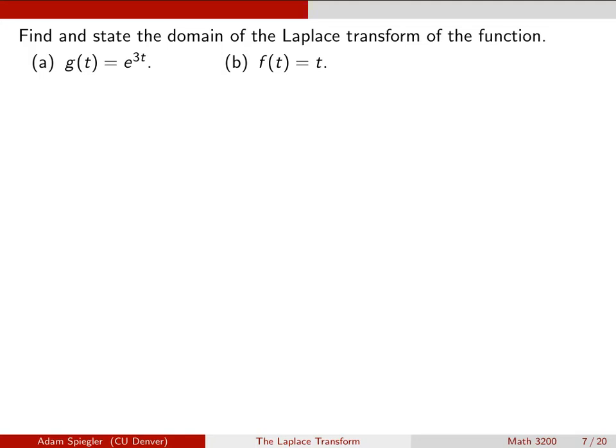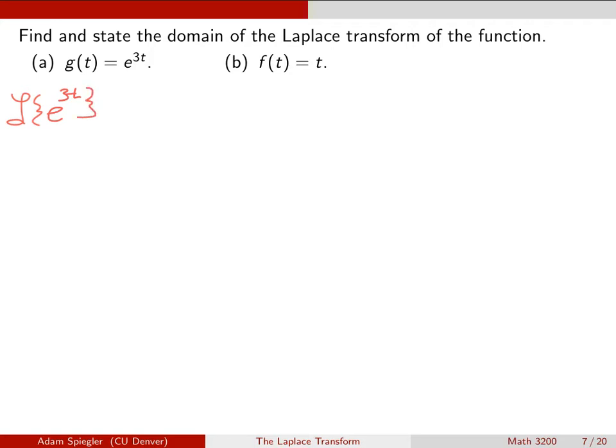Okay, in the previous video, we took a look at how we can calculate the Laplace transform of a constant function. So now let's try some more complicated examples. So in part A, we want to calculate the Laplace transform of the function g of t, which in this case is e to the 3t.